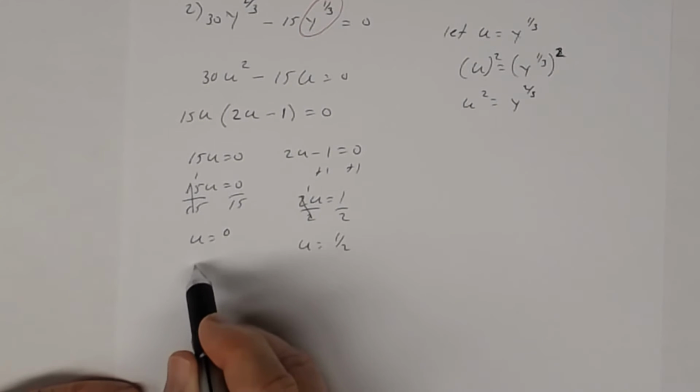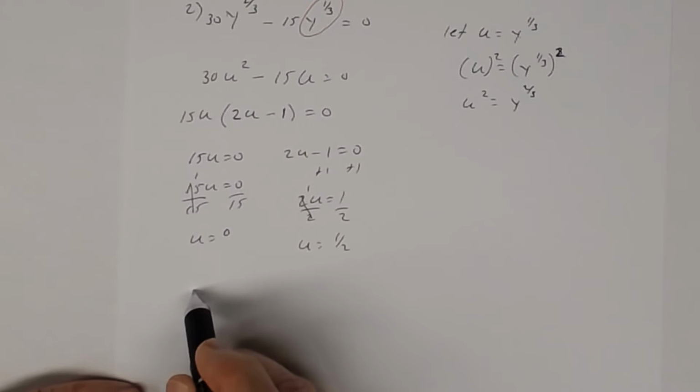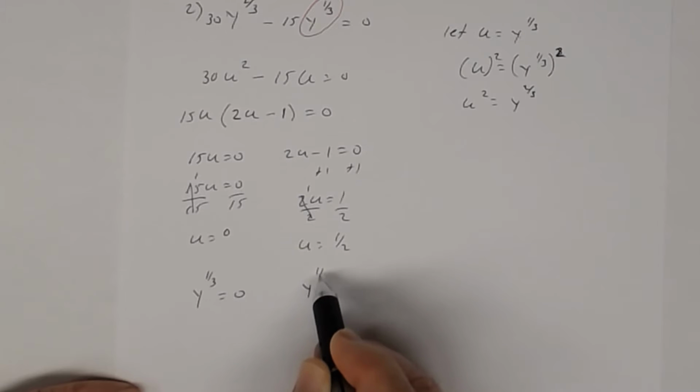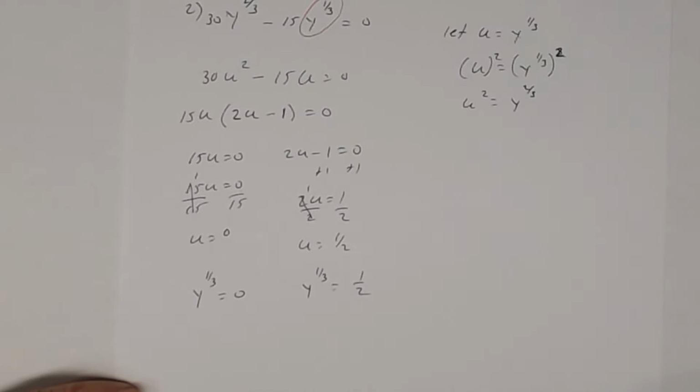So I'm going to come back and resubstitute. So now I get y to the 1/3 equals 0, and y to the 1/3 equals 1/2. Okay. All right. Now we have to remember some things from a previous course. There are two ways, and you need to look at this in both ways as well.